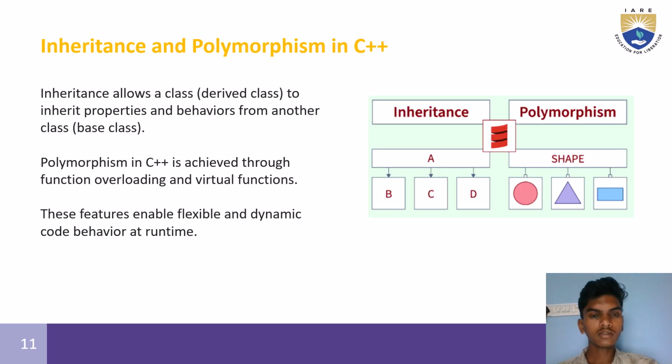Coming to inheritance and polymorphism in C++. Inheritance allows a derived class to inherit properties and behaviors from another class, which is the base class. Polymorphism in C++ is achieved through function overloading and virtual functions. These features enable flexible and dynamic code behavior at runtime. You can see the image of inheritance and polymorphism. In inheritance, you find the variables, and in polymorphism you find the shapes, as shown in the figure.